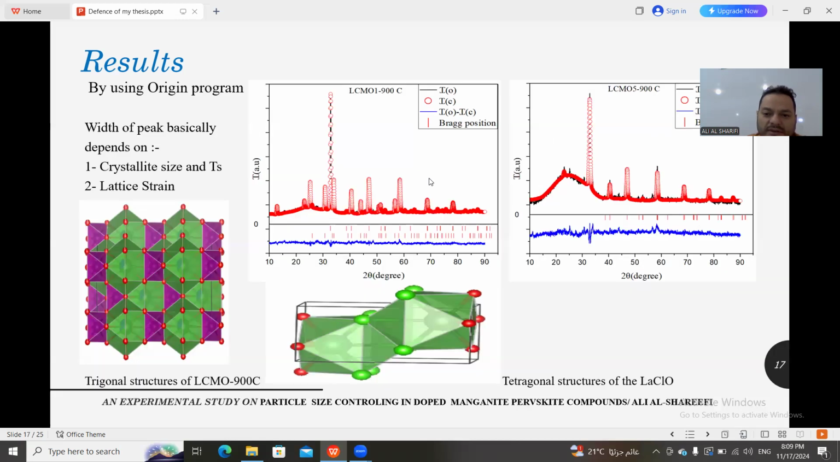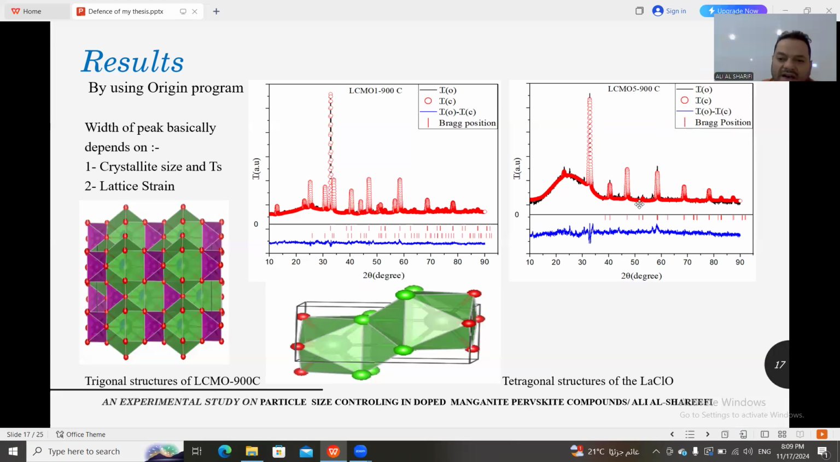Here, I have an interesting thing. At 900, at 5 and 10, for lanthanum calcium manganese oxide, I have one line of peaks. What does that mean? That means I have a single phase, a pure structure without impurity. Maybe because of that, here I have some noise between the observed and calculated intensity.